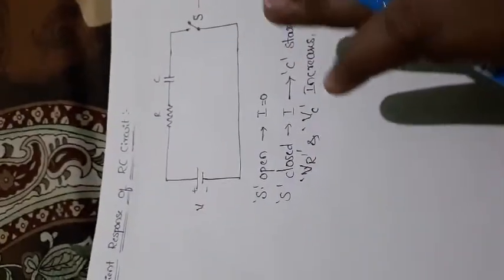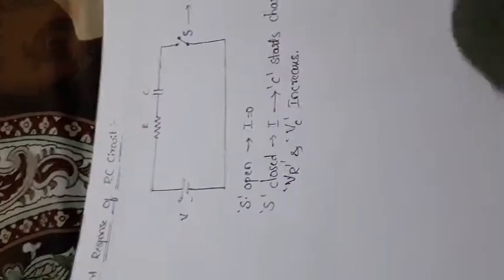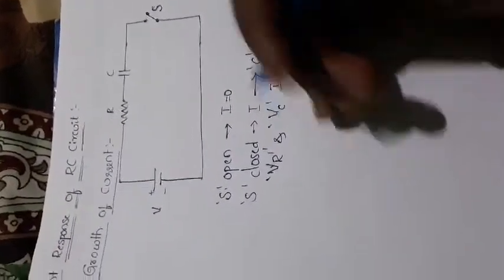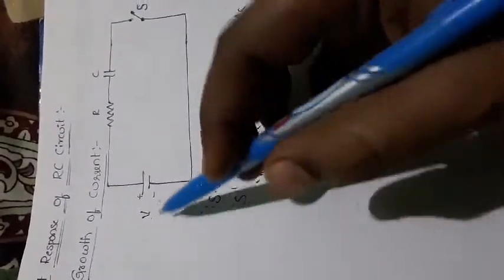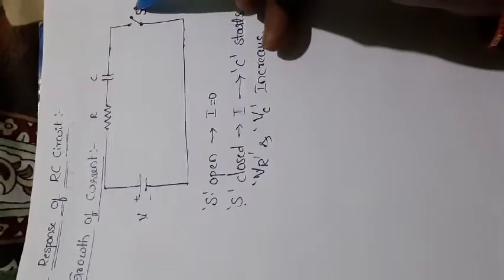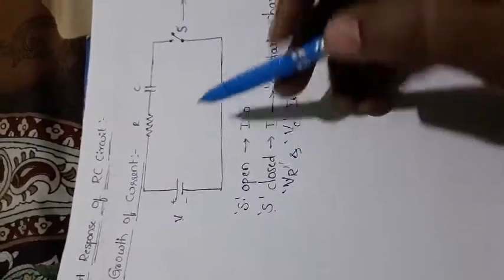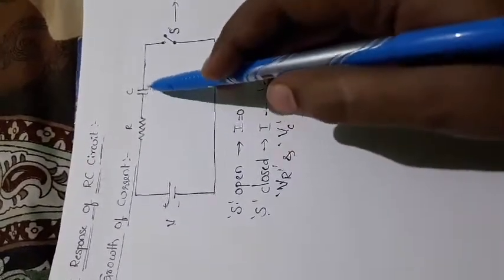For the transient response of the RC circuit, we have two cases. The first one is growth of current and the second one is decay of current. Already you know, right? First we have to find the growth of current, that means the increasing current. For this growth of current, the switch is open, but we find it at initial conditions. At the initial condition, once the voltage is applied, the switch is in closed path. So automatically the current starts flowing through the whole circuit, and then automatically the resistor and capacitor start charging.